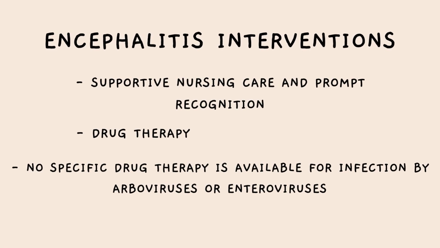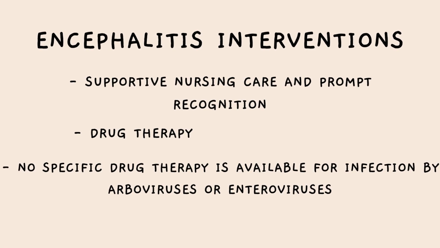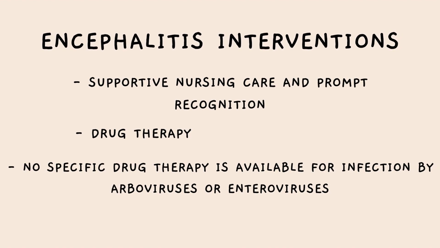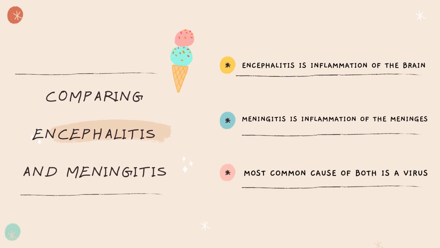For the encephalitis interventions, supportive nursing care and prompt recognition and treatment of increased ICP are essential components of management. Drug therapy is most effective if begun early, before the patient becomes stuporous or comatose. No specific drug therapy is available for infection by arboviruses or enteroviruses. Now we compare encephalitis and meningitis.